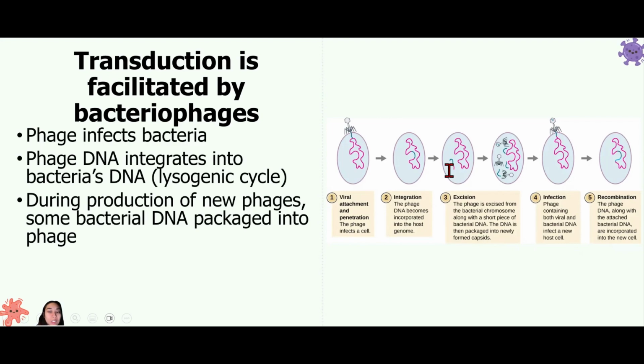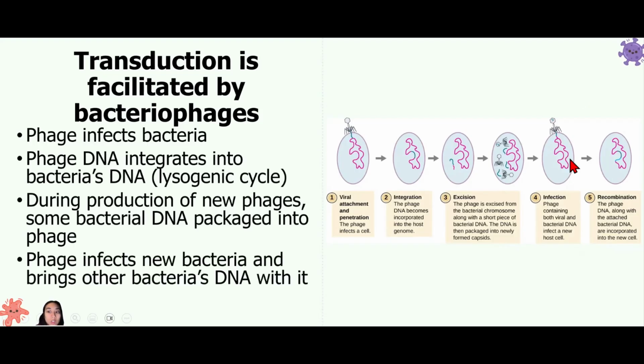Now, if it accidentally removes a little bit of the bacteria's DNA and then packages it into the new viruses, now this bacterial DNA is packaged inside of a phage. And if this phage infects a new bacteria, it can introduce the original bacteria's DNA into a new bacteria. And so this is another way that DNA can be transferred from one bacteria to another through a phage, basically accidentally picking up a bacteria's DNA and transferring it to another bacteria.